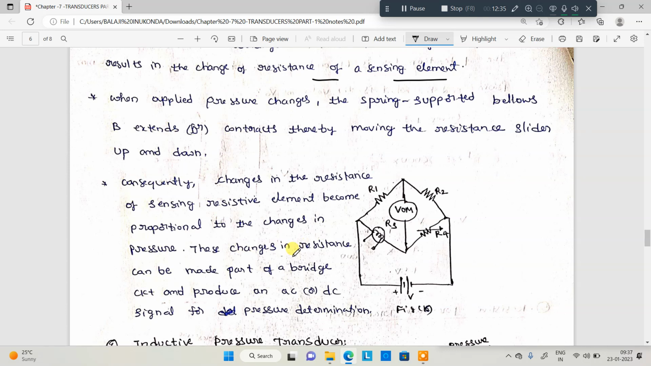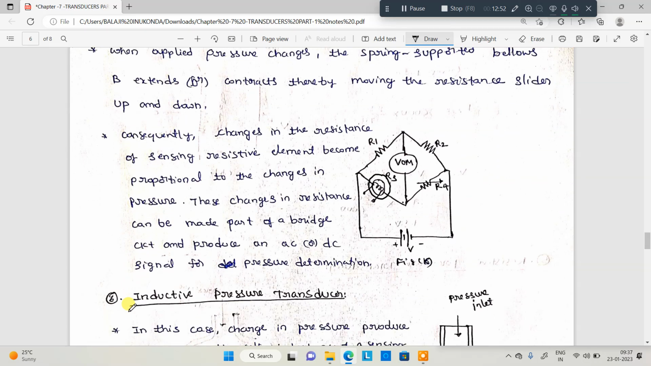The change in resistance can be made part of the bridge circuit. Whatever the change in the resistance, that change is connected in the balanced bridge. When it is connected as part of the balanced bridge, with an AC or DC signal, pressure is determined. So in terms of an AC or DC signal, pressure is determined.